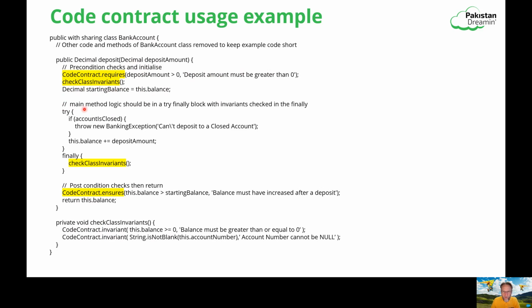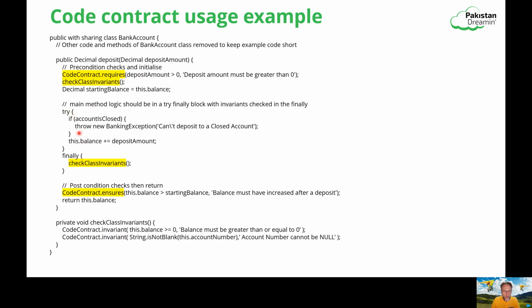Right, now getting onto the main logic, and this should always be in a try finally block, with the invariants check in the finally block, because invariants have to always be checked before exit, whether you've exited successfully, returning a return value, or whether you've exited through a failure and an exception being thrown and jumping out. You should always check that you haven't violated the contract of your class invariants, and so that's in a finally.